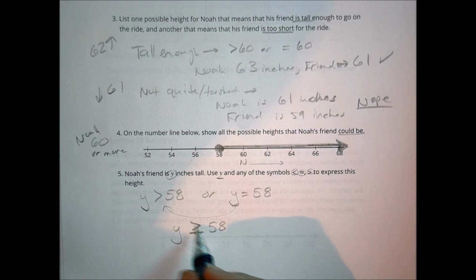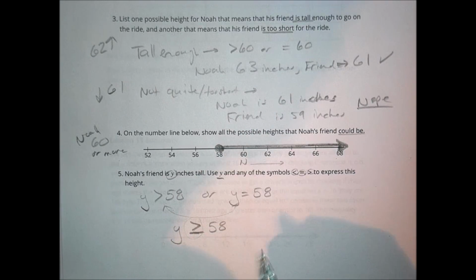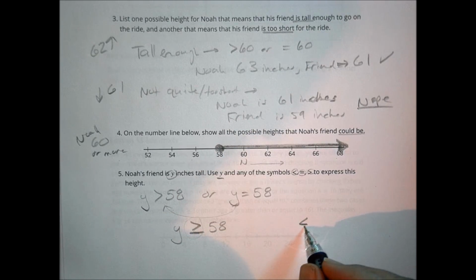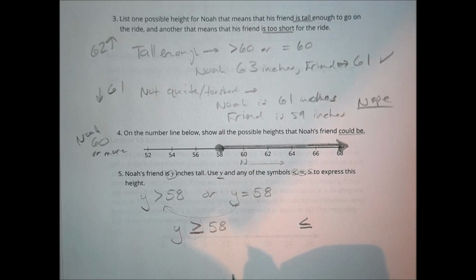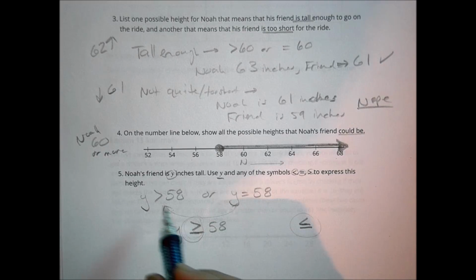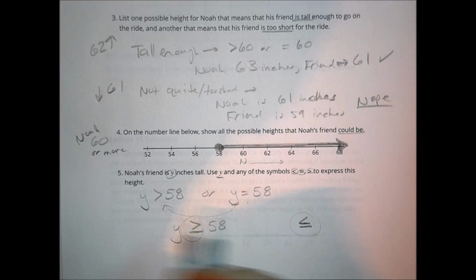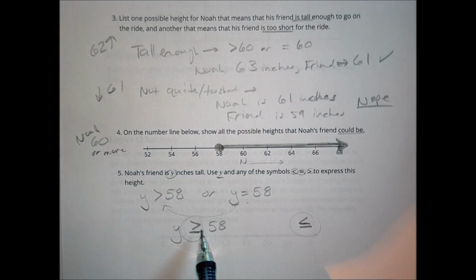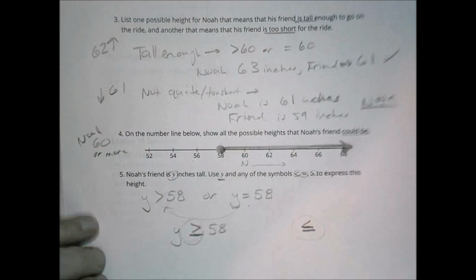We can use this little notation for greater than or equal to, just like you can also do less than or equal to. That's maybe a new thing for you to look at today, and that's a new thing we're introducing. So rather than say something twice, we can combine those 2 statements into one to say y is greater than or equal to 58. And that's true for the height of Noah's friend.